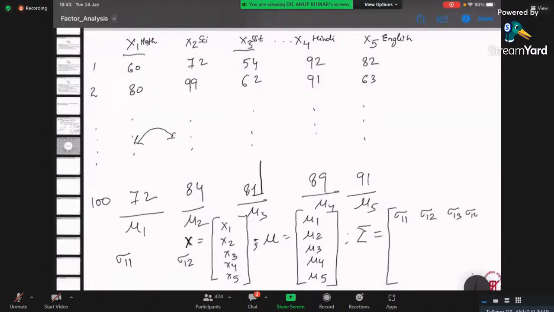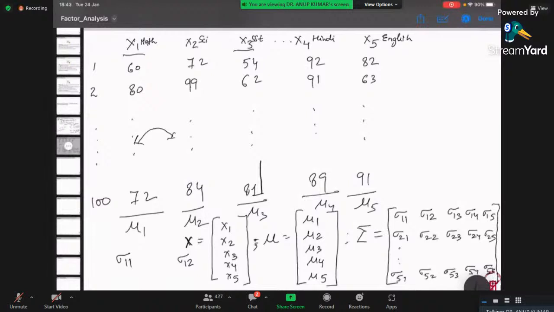Similarly, sigma 1, 4, sigma 1, 5. Then sigma 2, 1, sigma 2, 2, sigma 2, 3, sigma 2, 4, sigma 2, 5. And similarly, if you write sigma 5, 1, sigma 5, 2, sigma 5, 3, sigma 5, 4, and sigma 5, 5.